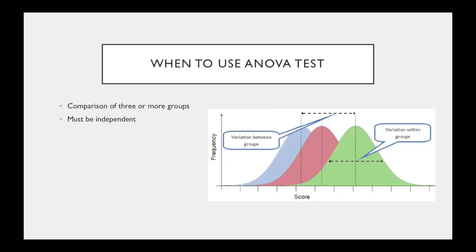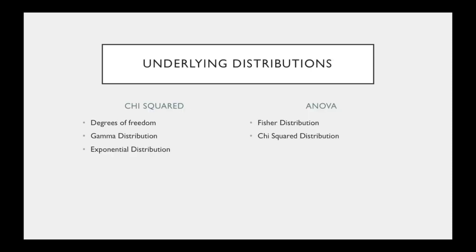The ANOVA test is used when comparing 3 or more independent groups to see if there are any statistically significant differences in their means. It is known as the analysis of variance, used to compare the variances within and between groups. The chi-square test obviously uses the chi-square distribution.